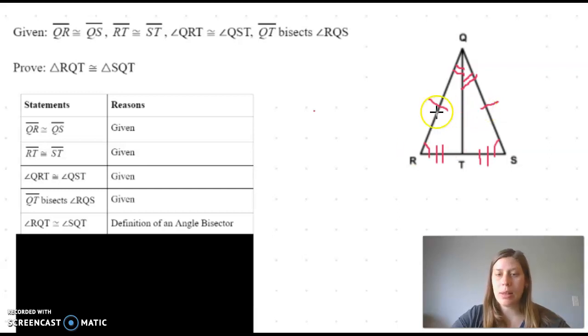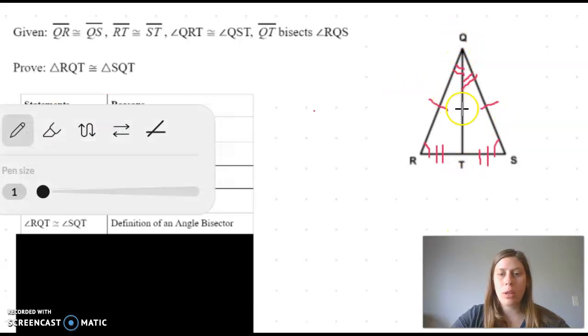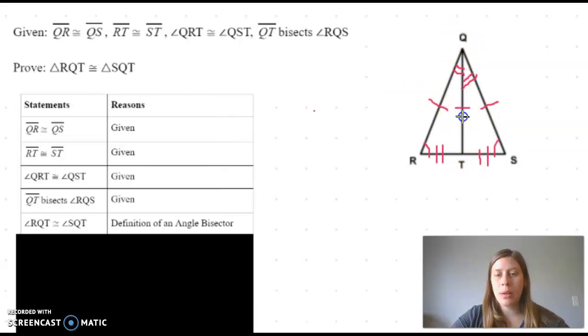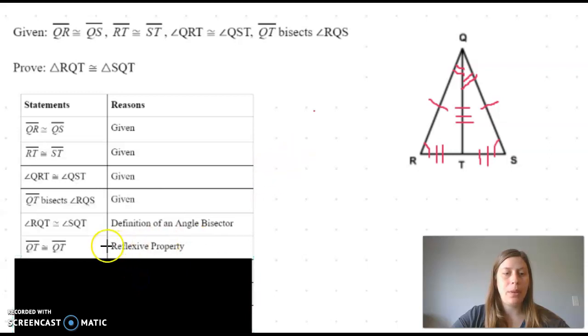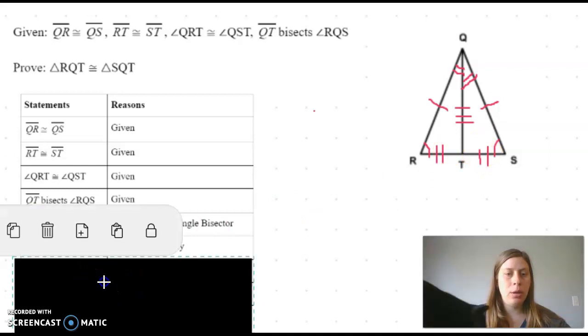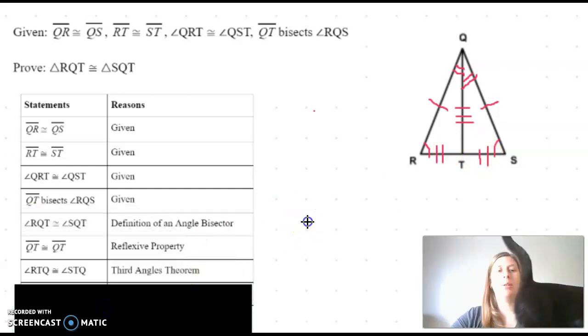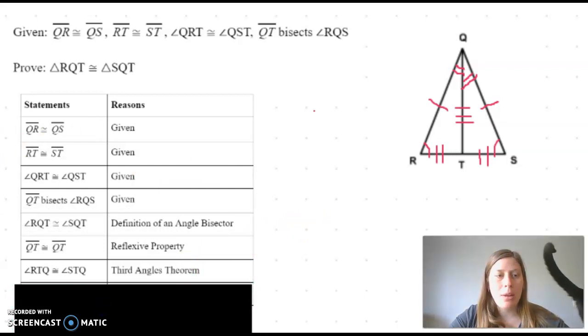I also see that these two triangles share a side. They share QT. Therefore, we know that QT is congruent to QT, and that is due to the reflexive property, again from your notes in the last chapter. So we've already proved that these three sides are congruent to those three sides, and we know that these two angles are congruent to those two angles. So to prove the last angle pairs are congruent, we can use the third angles theorem. So we have the third angles theorem, and then we can mark it on there as well.